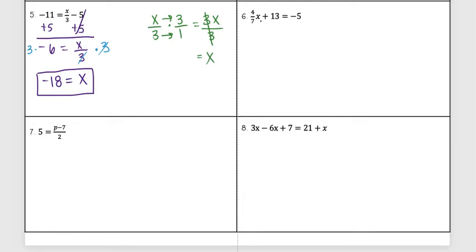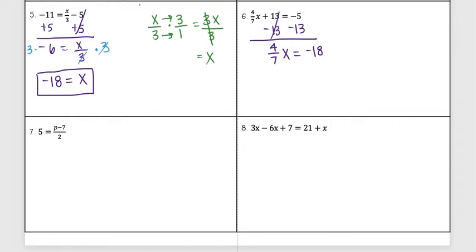Okay, let's try this next one. So this next one, I want to move that 13 first, because again, it's being added on. So I always want to move that first. Negative 5 minus 13 is negative 18. Okay, so now this is similar to this last one, except now I have this 4 over there.